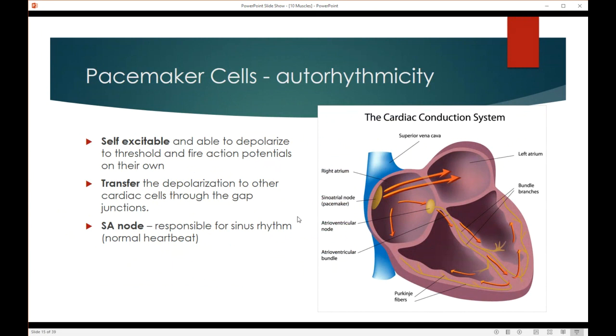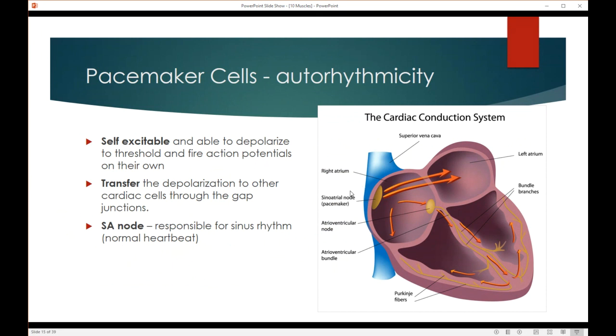Within the heart, we have pacemaker cells. Pacemaker cells are autorhythmic, okay? And they are self-excitable because they are able to depolarize to threshold and fire action potentials on their own, okay? And the reason being is because they hit threshold because they have leaky channels, right? So if our cell is okay most of the time, we have to have a binding for the sodium channels to open, but these have leaky sodium channels.